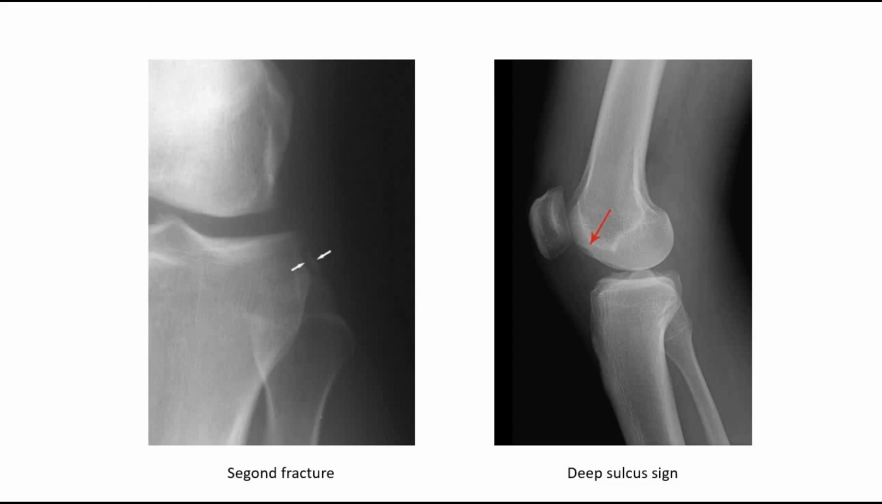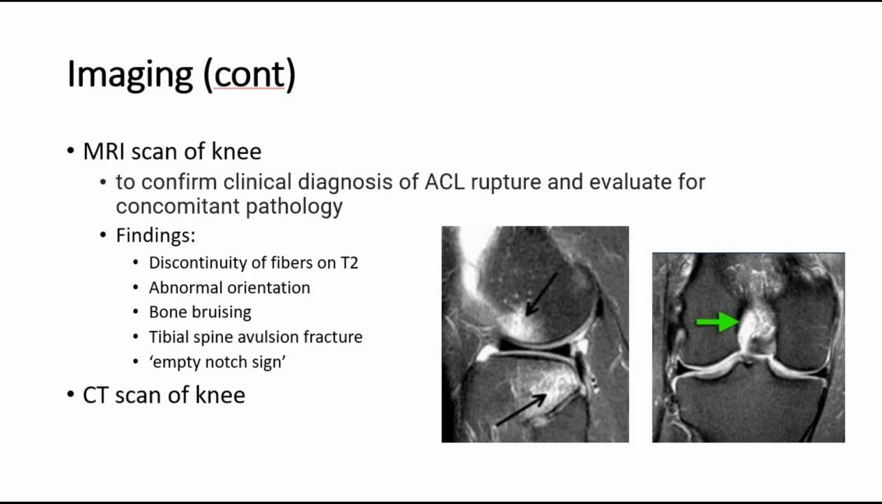Other imaging is MRI scan of the knee, to confirm the diagnosis of an ACL tear. Possible findings are discontinuity of fibers on T2, abnormal orientation, bone bruising, shown in the first picture, tibial spine avulsion fracture, and empty notch sign, shown in second picture. We can also do a CT scan of knee to evaluate for bone loss.